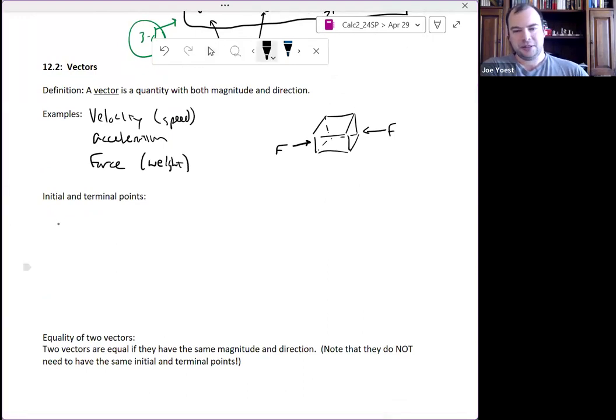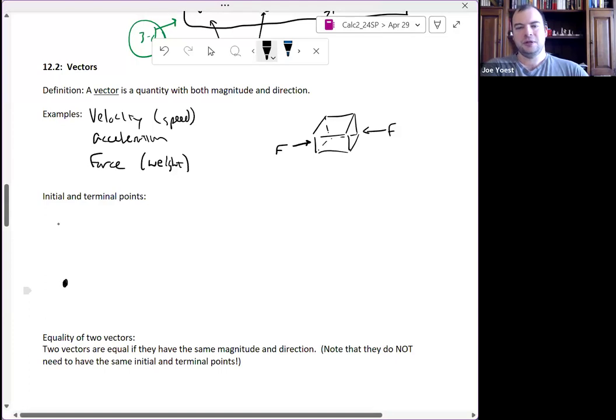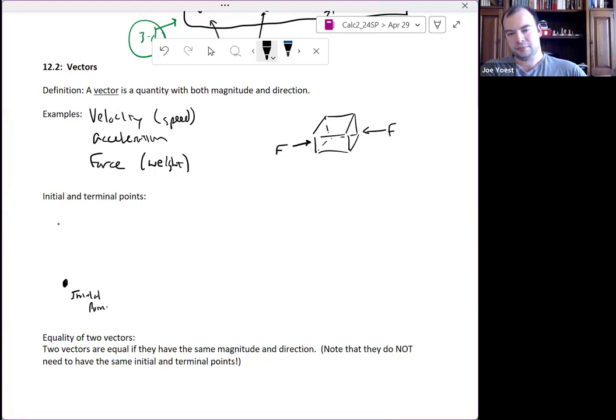So we have the idea of a vector having initial and terminal points. We typically draw a dot as the initial point. We draw the terminal point as an arrow, and we draw a straight line connecting them. So this is what a vector looks like. It has an initial point noted as a dot, a terminal point noted as an arrow, and a straight line connecting them. So this is always a dot and an arrow.